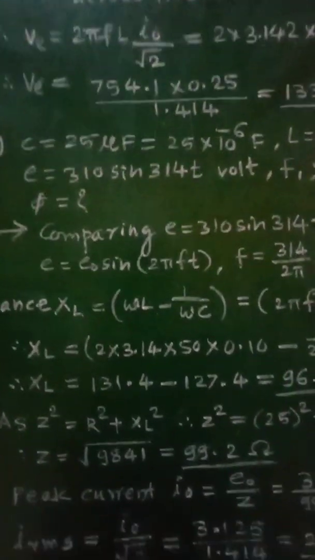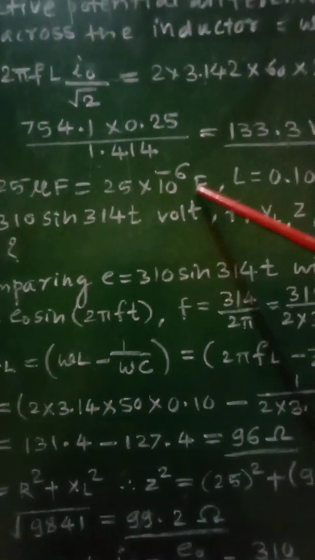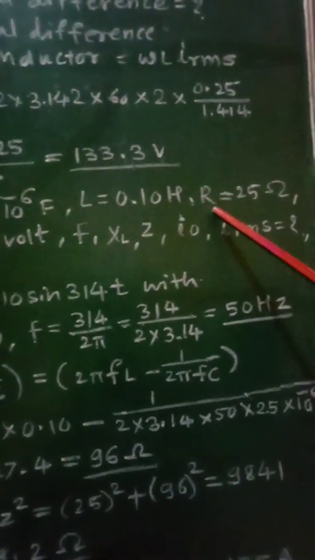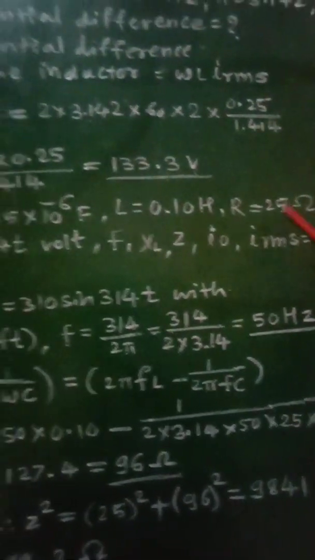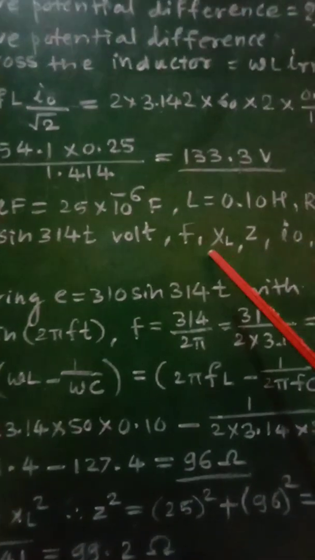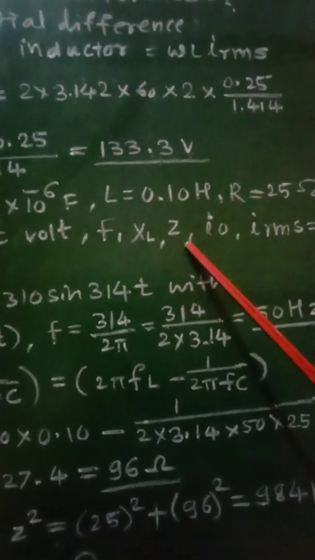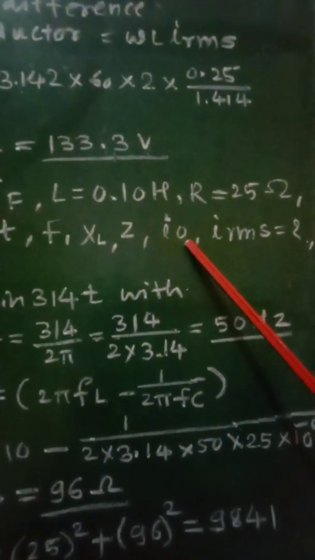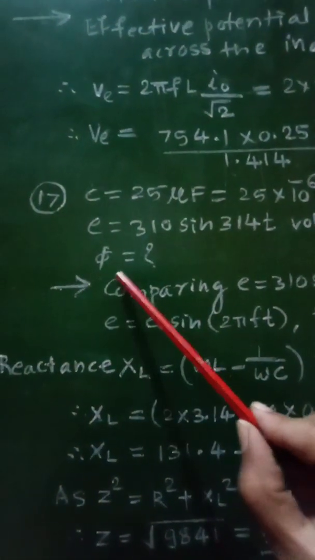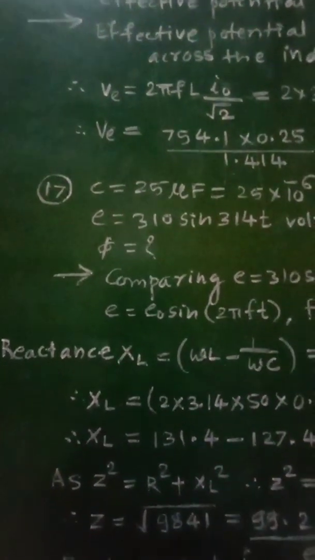And therefore for this numerical the given data is C equal to 25 microfarad, that is equal to 25 into 10 raised to minus 6 farad. Then L is equal to 0.10 Henry, R is equal to 25 ohm, E is equal to 310 sine 314 t volt. Then we have to find frequency, inductive reactance XL, then impedance Z, then peak value of current I0 and RMS value of current I RMS, as well as phi is equal to question mark, that is all these quantities. So this will be the phase angle phi.